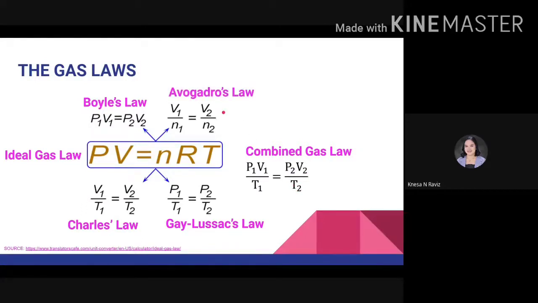We also have Avogadro's law, which states that equal volumes of gases at the same temperature and pressure contain an equal number of moles. Looking into the ideal gas law equation, volume is found on the left side of the equal sign, and the amount of gas in moles is found on the right side. So the Avogadro's law equation would entail division: initial volume divided by the initial number of moles equals final volume divided by the final number of moles.